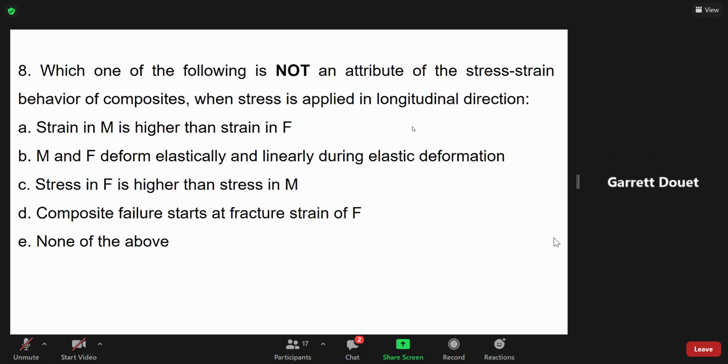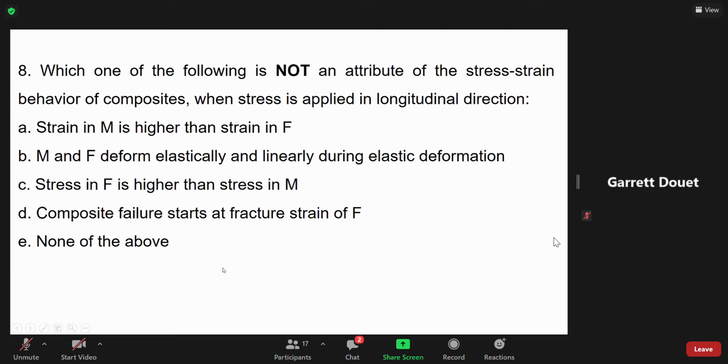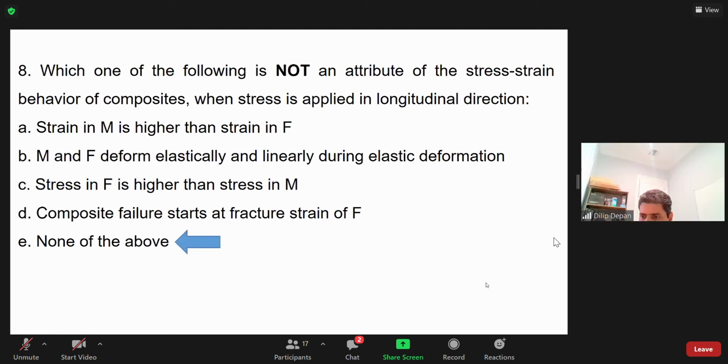Is it none of the above? None of the above. Yes, very good. All of these statements are attributes of composite materials when the stress is applied in the longitudinal direction. The right answer is E, none of the above. Then next problem, for Ryan Callahan.